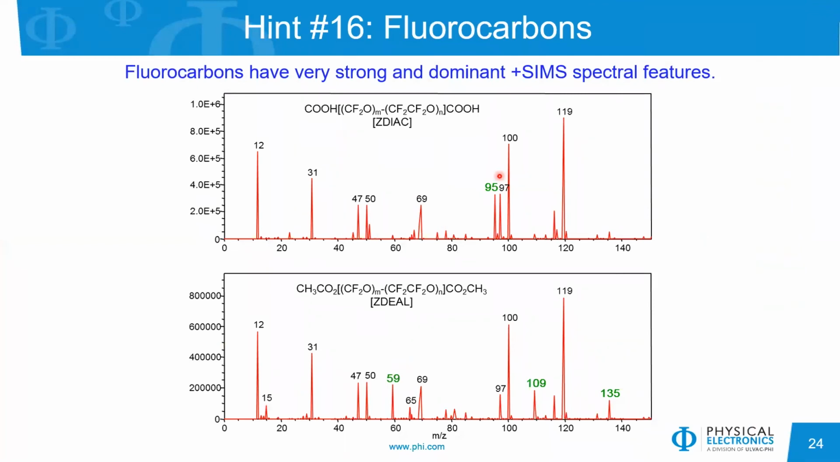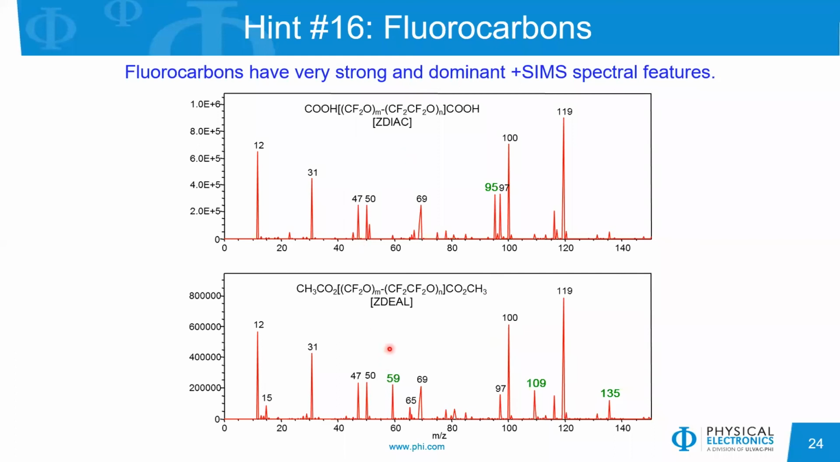Fluorocarbons give very dominant peaks in the positive ion polarity. So even for carbon at a mass to charge ratio of 12, we see the CF peak at a mass to charge ratio of 31, CF2 at 69. We see a number of very strong peaks.